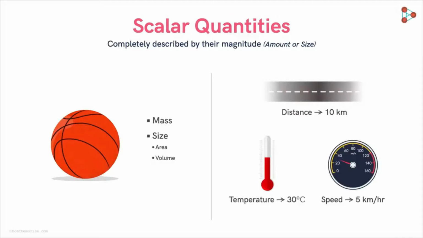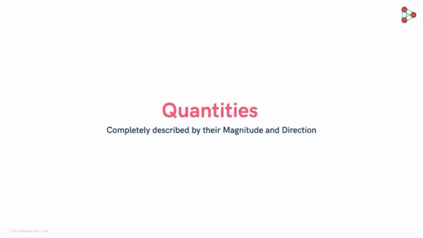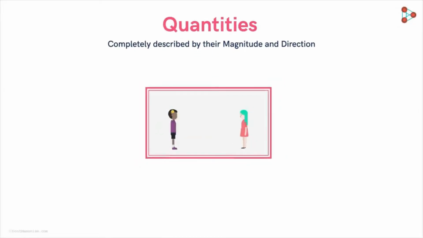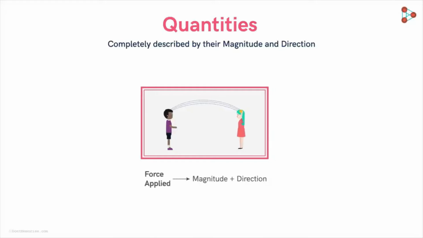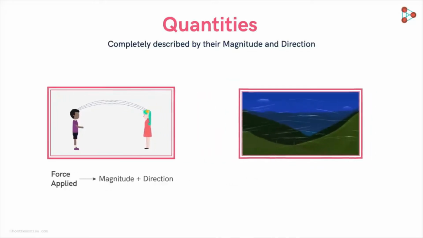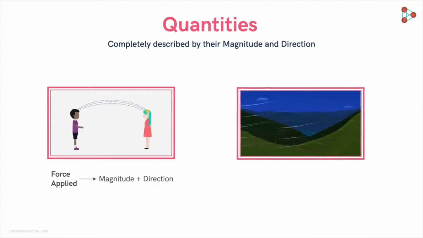But sometimes, to completely describe a quantity, we need to specify its direction too, along with the magnitude. For example, let's say you want to throw a ball toward your friend. For this, you not only have to decide how hard you will throw the ball, but also in which direction you have to throw it. That is, how much force to apply and also the direction. Another example is wind. You need to describe the speed and the direction where the wind blows.